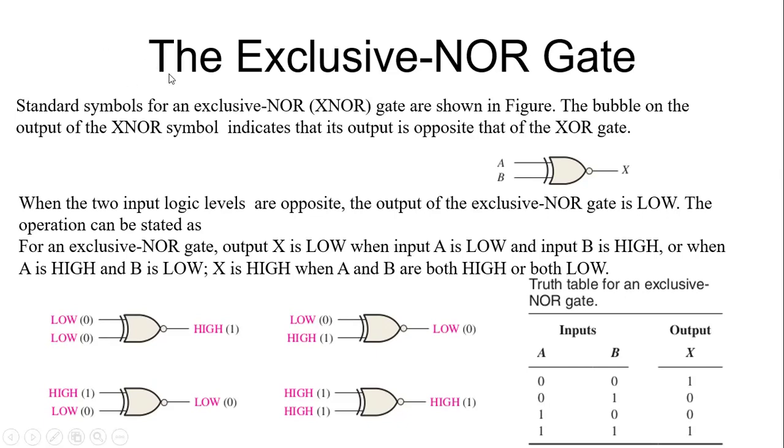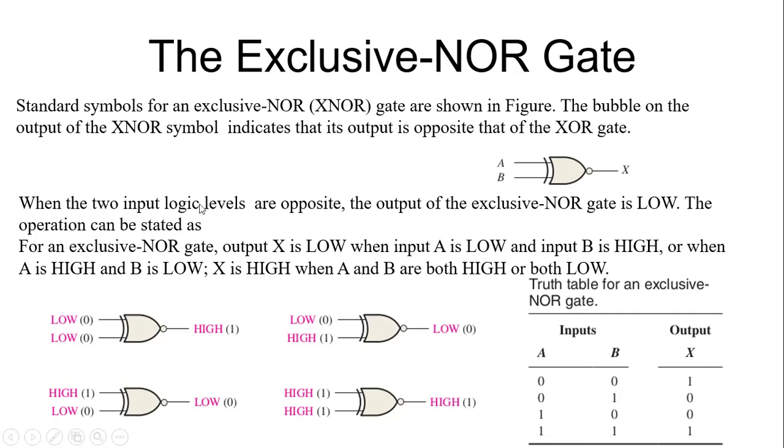If we put a bubble, or an inverter, at the output of an exclusive OR gate, we get an exclusive NOR gate. The standard symbol of the exclusive NOR gate is shown in the figure. This is the standard symbol, with inputs A and B, and this bubble shows the complementation. Without the bubble, this is an exclusive OR gate. When we put a bubble, we complement the operation of the exclusive OR gate, so it becomes an exclusive NOR gate. The bubble on the output of the exclusive NOR symbol indicates that the output is opposite that of the exclusive OR gate.